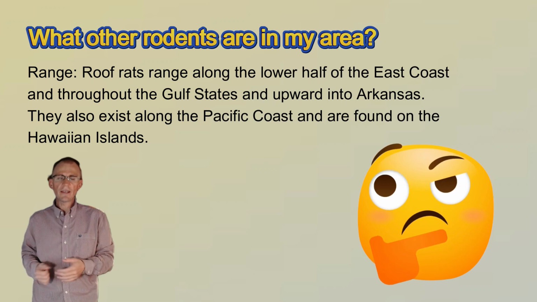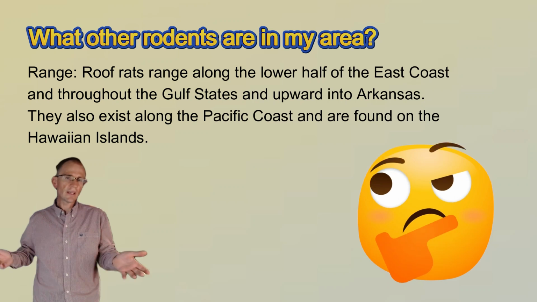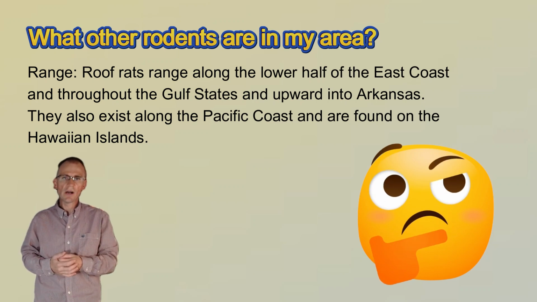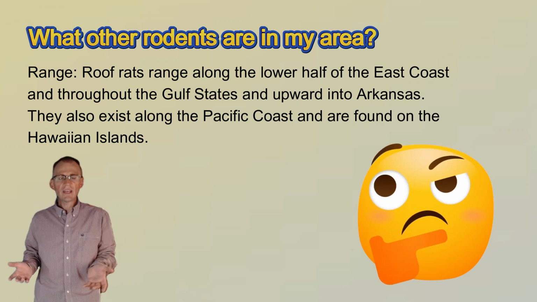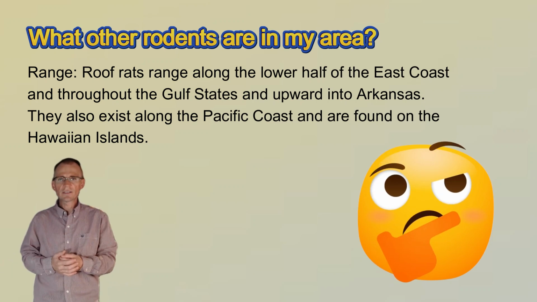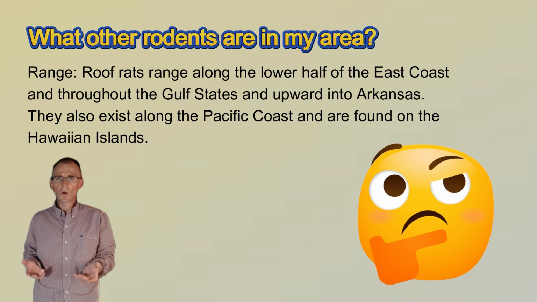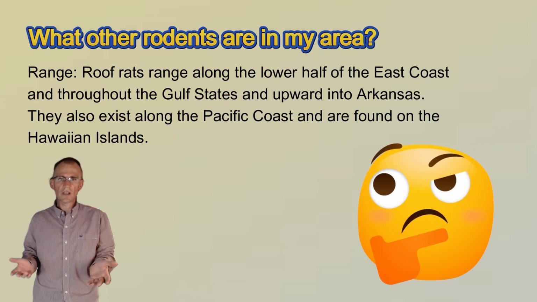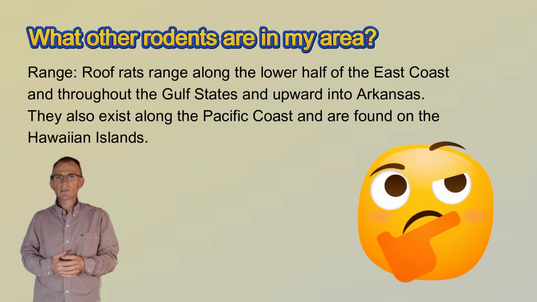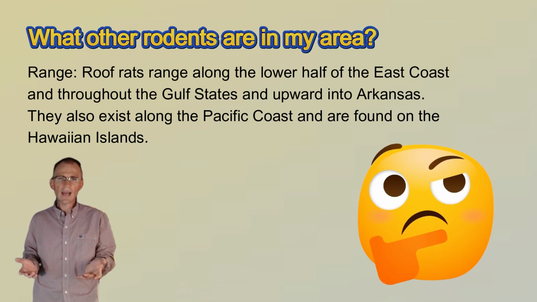Something else we need to think about is what other rodents are in my area. So we're going out and we're doing an inspection and we think it's the house mouse, which is pretty common for most of us, but we need to know the range of the other rats that could be in our area. For instance, look at this. The range of roof rats is along the lower half of the East Coast and throughout the Gulf states and upward into Arkansas. They also exist along the Pacific coast and are found on the Hawaiian Islands.